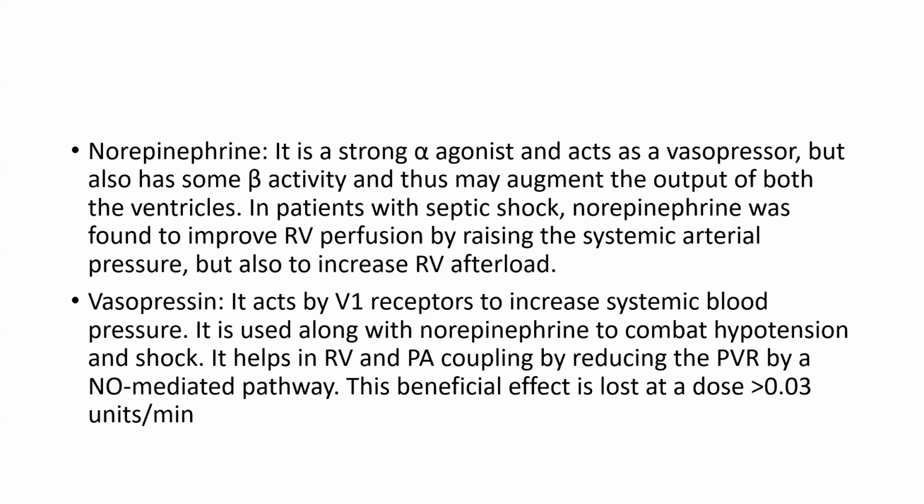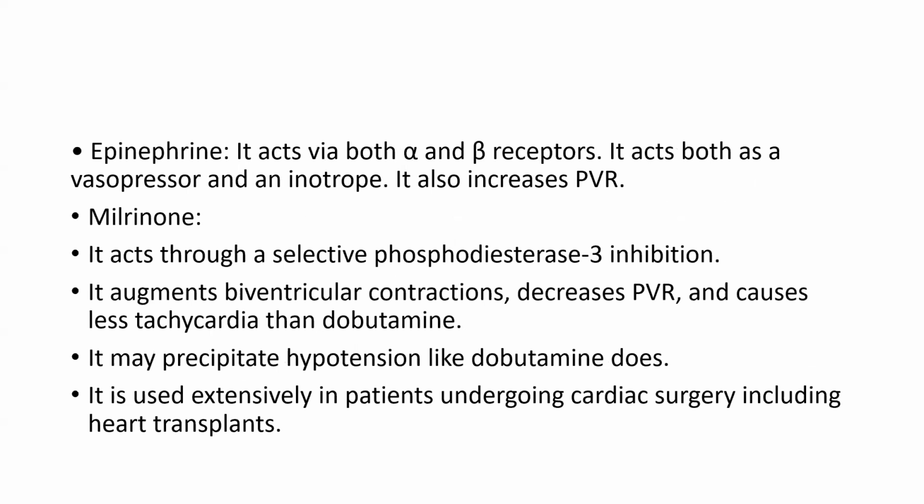In patients with septic shock, norepinephrine was found to improve RV perfusion by raising systemic arterial pressure, but also increases RV afterload. Now about vasopressin, it acts via the V1 receptor to increase systemic blood pressure. It is used along with norepinephrine to combat hypotension and shock. It helps in RV and PA coupling by reducing PVR by a nitric oxide mediated pathway. This beneficial effect is lost at a dose of more than 0.03 units per minute.